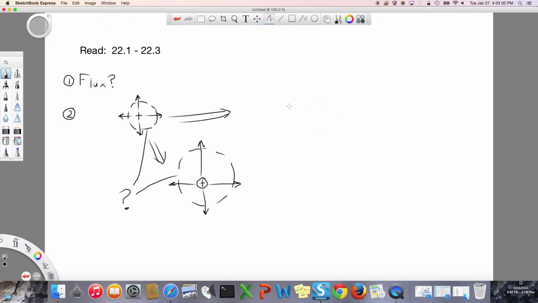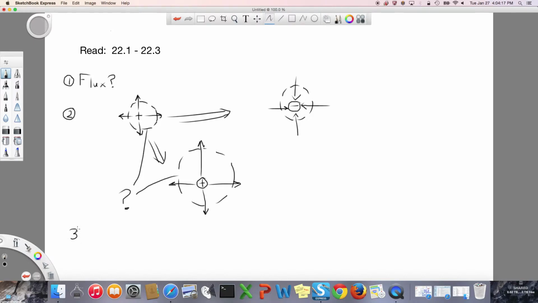The second situation would be to replace the positive charge here with a negative charge, so the electric field gets sucked into the negative charge. And I put a sphere around that. How would the flux around the sphere from the negative charge compare to the one for the positive charge?